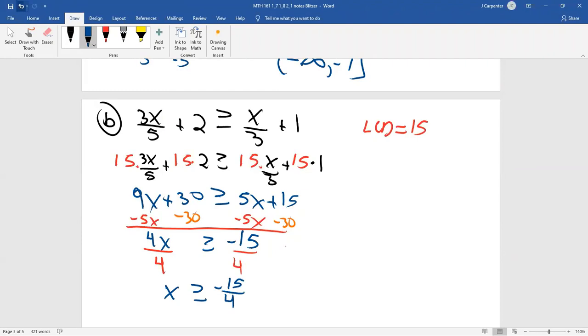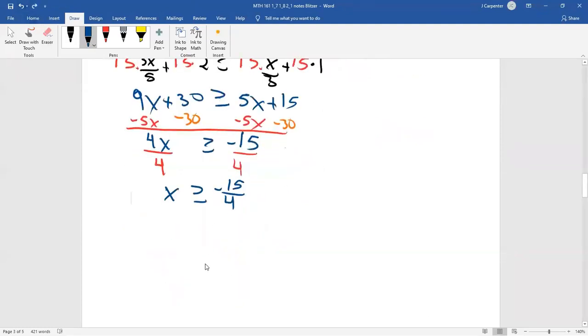So again, it's not just because there's a negative somewhere that you're going and flipping things. It's if there's a negative paired with the x, because then you'll have to divide it out, and that's when you would have flipped this. But again, not in this instance. So there's our answer in inequality form. X is every number bigger than or equal to negative 15 fourths.